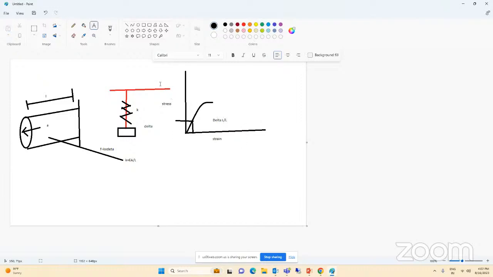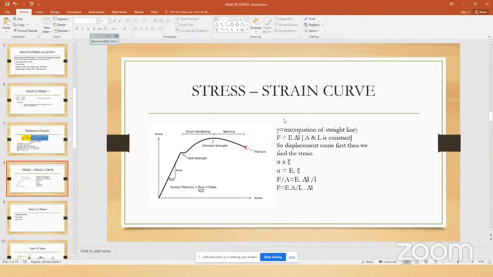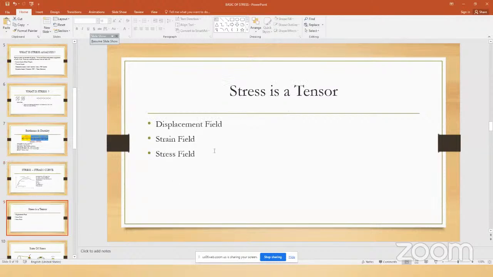Stress is nothing but force by area. So if we find the displacement, we can find the strain next, and afterwards only we are going to find the stress. So it is correlated: first we find the displacement field, then using that we find the strain, and using the strain we go for the stress. So stress will not come first; the displacement field comes first. The displacement field, strain field, and stress field. And is stress a scalar, vector or tensor? Definitely stress is a tensor.